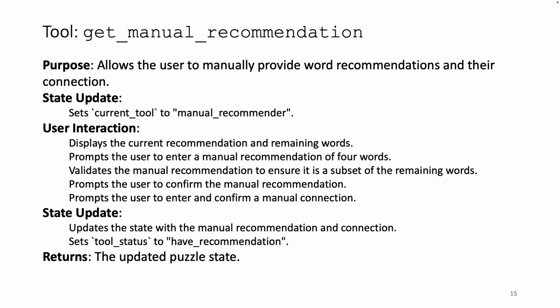The Get Manual Recommendation tool is designed to give users the ability to manually suggest word groupings and define their connections. It enhances flexibility by allowing user input, which can be useful when automated systems are not producing the desired results. When activated, the tool shifts the system to a manual mode.